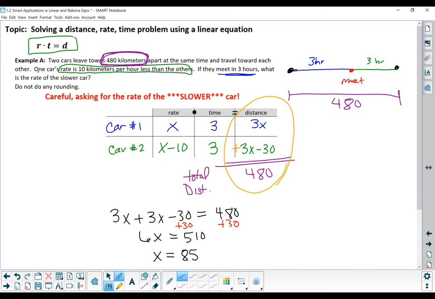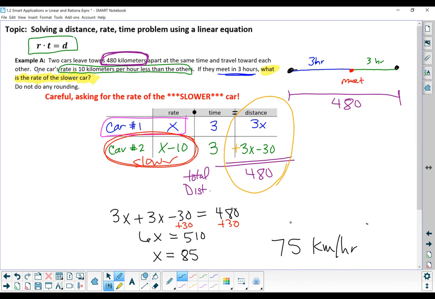Now, that is the value of x, but this is a great example of when in a word problem you need to really pay attention to what information the problem is asking for. Our question is, what is the rate of the slower car? Well, x is the rate of the faster car. x is car number one's speed, but this is the slower car. So our answer would not be 85. Our answer would be 75 kilometers per hour. So make sure you really think about if you answered the right question at the end of a word problem.